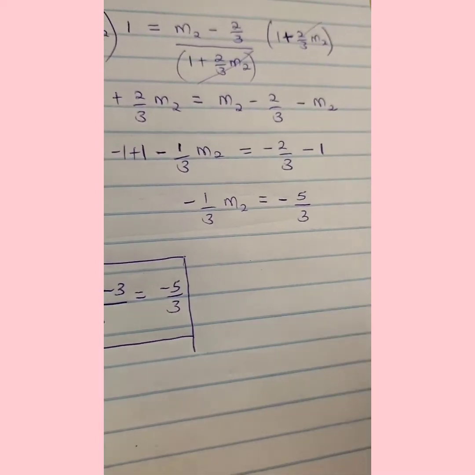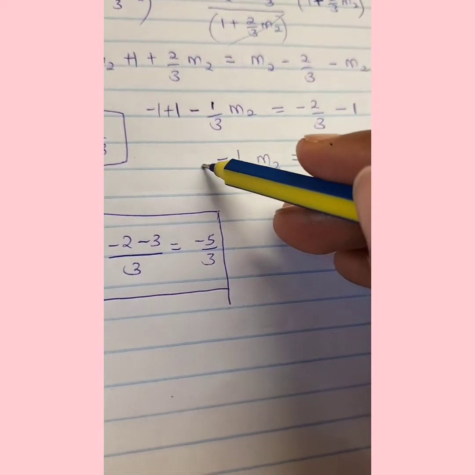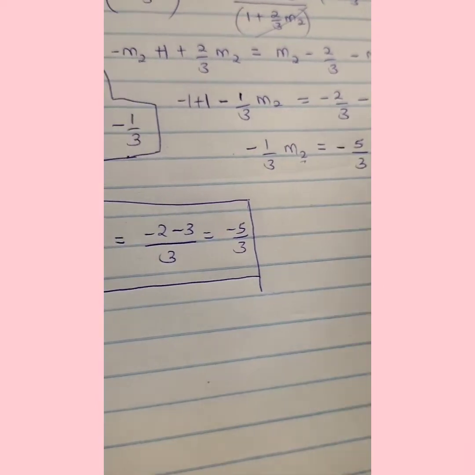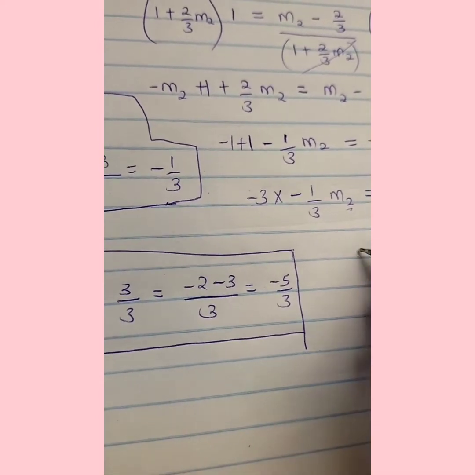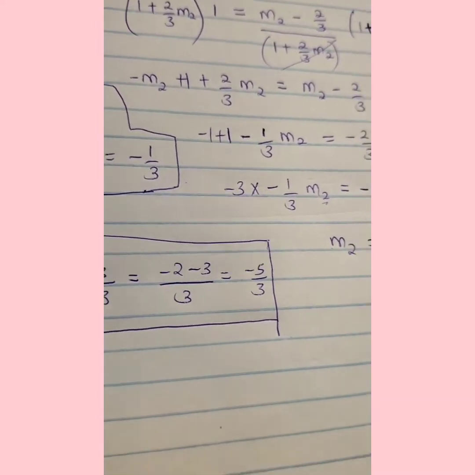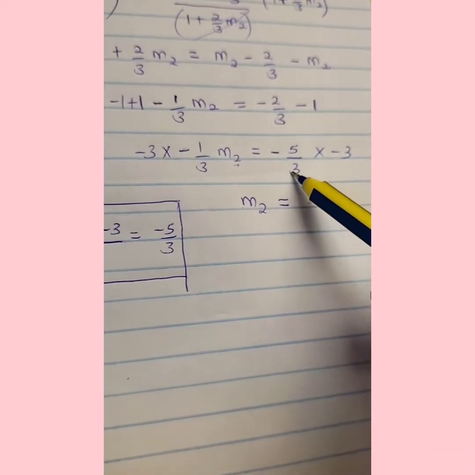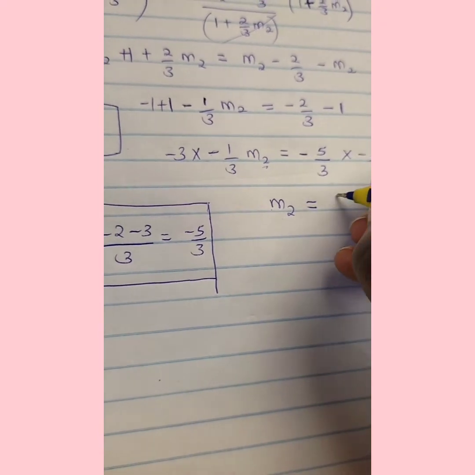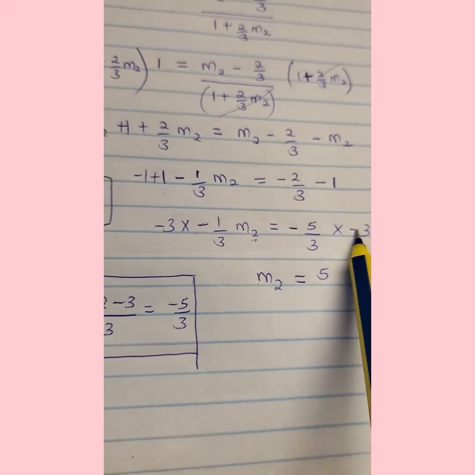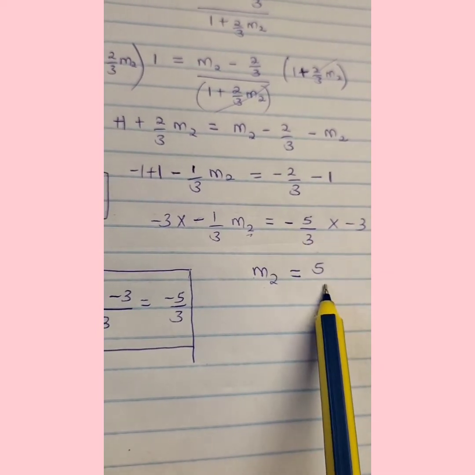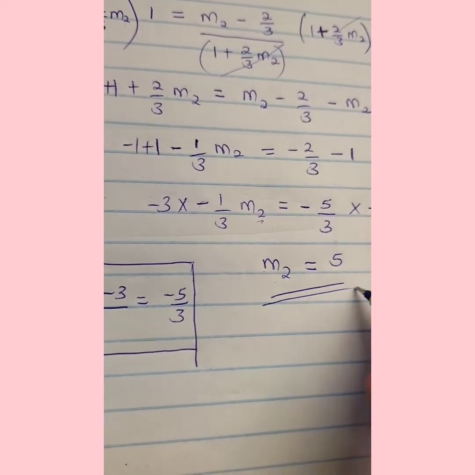So when you get to this point, we want to remain with the m2 on this side. So we multiply negative 3 to both sides, times negative 3 times negative 3. So m2 will be, this one will cancel out. 3 will cancel with 3. Negative times negative will be positive, so we get positive 5. So the gradient for line 2 is 5, and this is our answer.